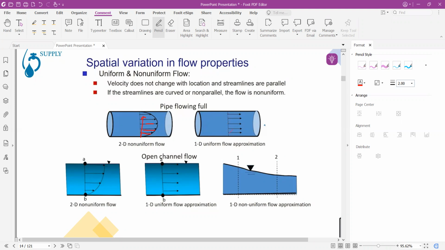The velocity changes in the vertical direction because, due to the no-slip condition at the boundary of a pipe or any structure, the velocity of the fluid is zero, while as we reach the center, the velocity of the fluid increases. So these are 2D non-uniform flows, because the velocity is changing in the x and y directions as well, and by changing the cross section the flow from point to point is also changing. That flow is called 2D non-uniform flow. But when the flow is not only changing in the y direction, we approximate it as a 1D uniform flow approximation.